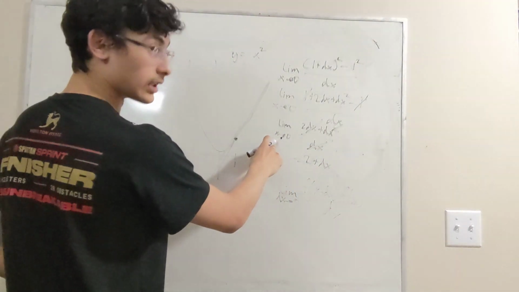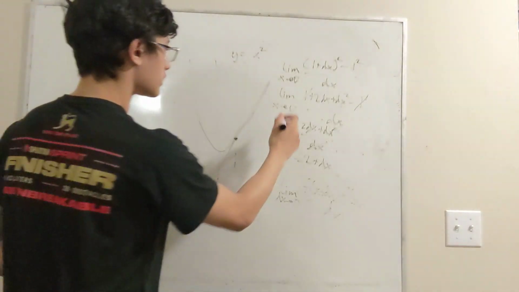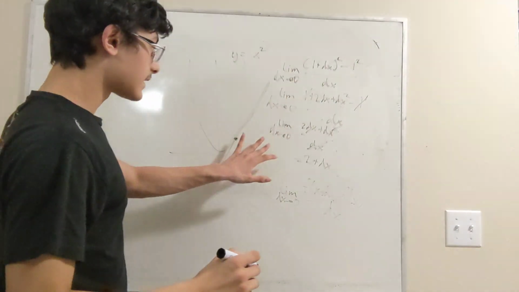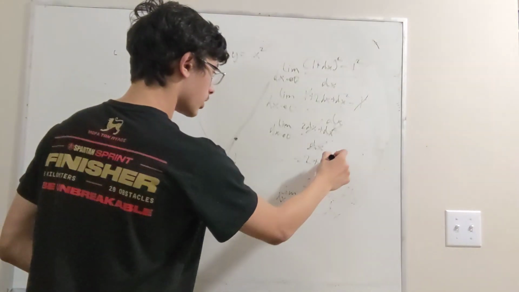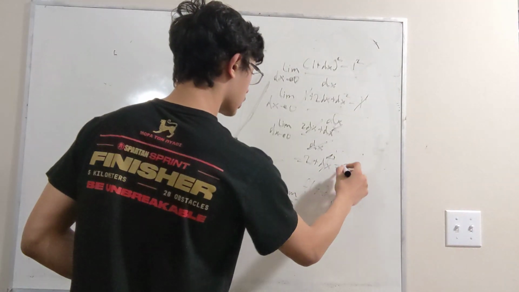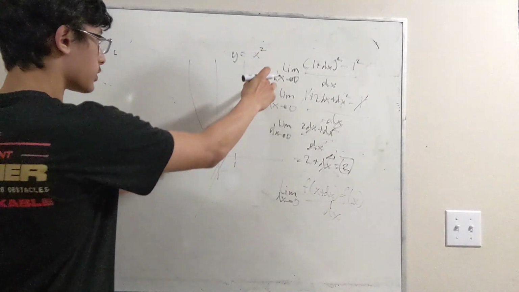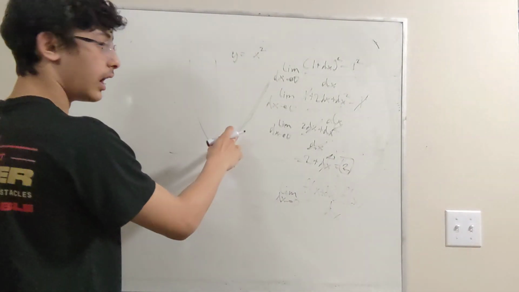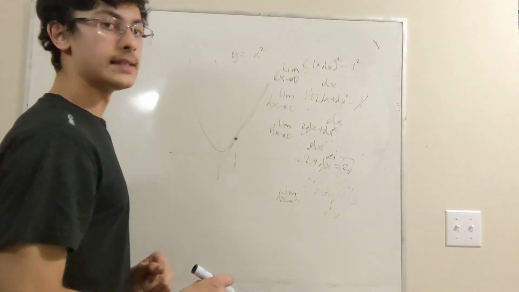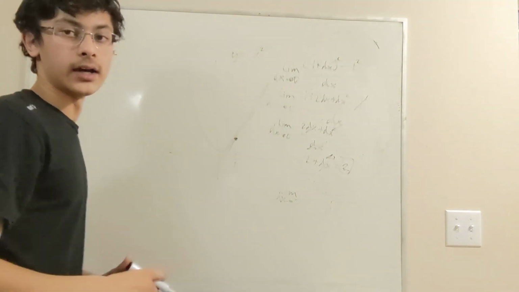Now, we take the limit. Sorry, this isn't x, this is dx, my bad. dx is tending to 0, so we can just neglect this, and the slope is 2. So the slope of the line that touches the graph x squared at the point 1 is equal to 2. And that's how derivatives work.